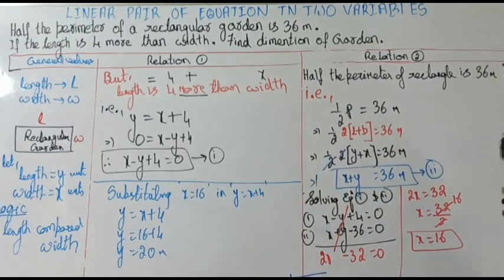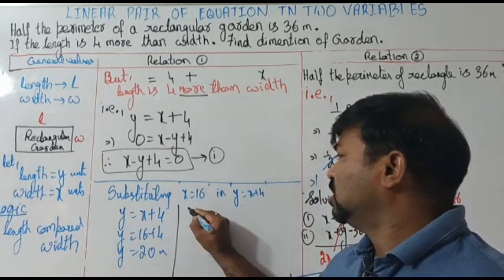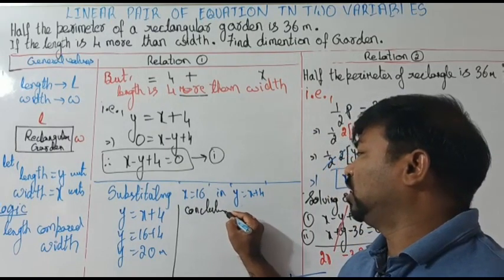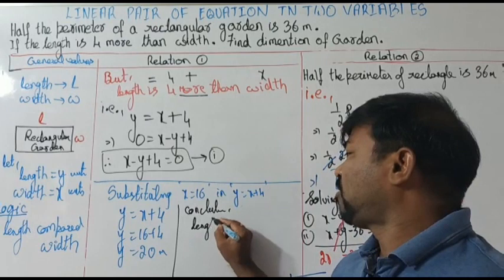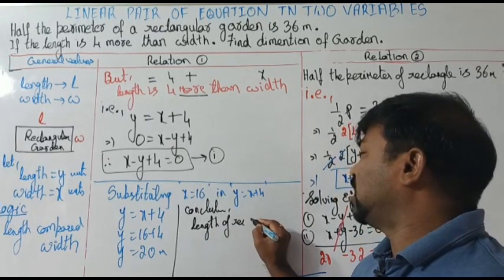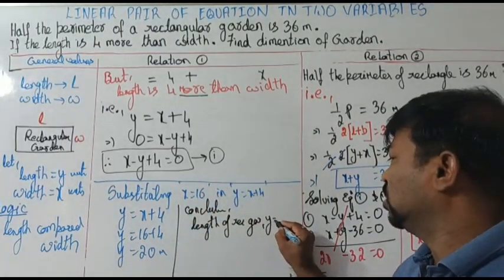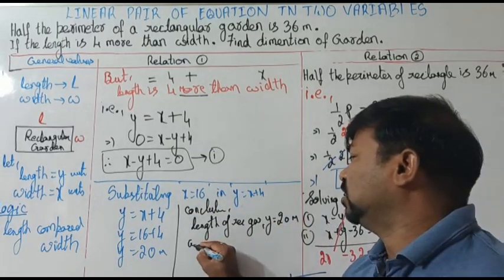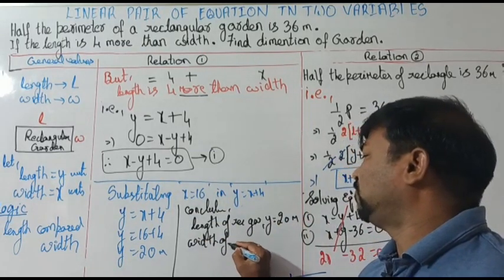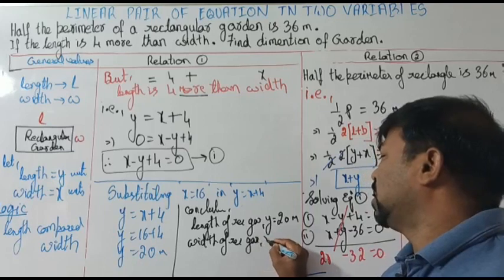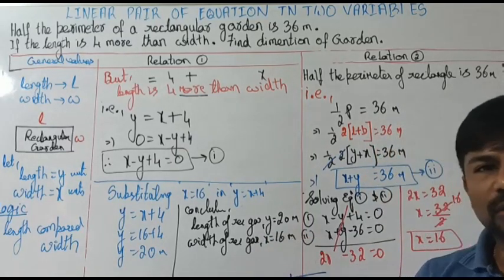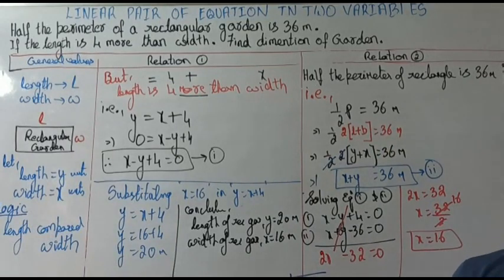Now let's write the conclusion part. So what's the conclusion? Length of the rectangular garden, what is the length we are considering? Y equals 20 meters, and width of the rectangular garden, x is equal to 16 meters. After getting that, don't forget we are supposed to verify that. So verification plays an important role here. So let's go for verification.